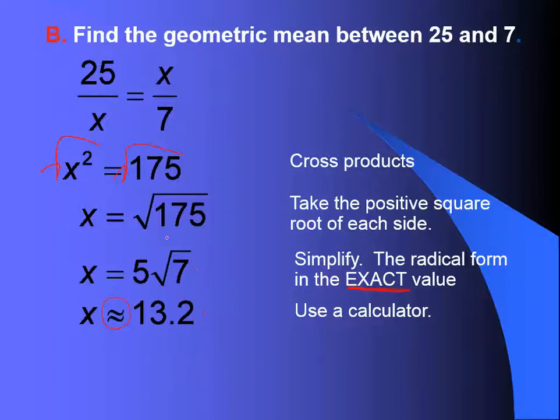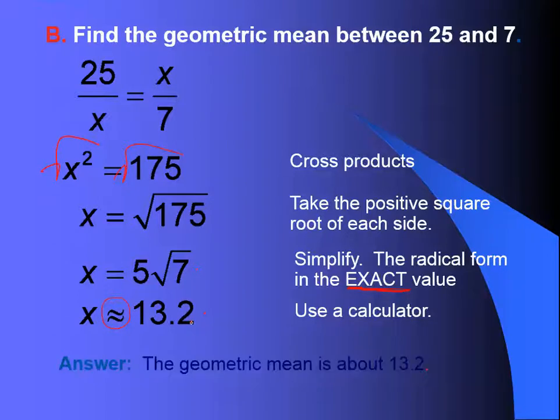Exact leaves the square root in their answer. So pay close attention to your instructions or your directions. If it says exact, you're going to leave it as a square root, but if it says carry it to the nearest 10th or the nearest 100th, you're going to have to use your calculator to find the decimal value. Everyone's calculator is different, so you need to make sure you know where the square root button is on your calculator.